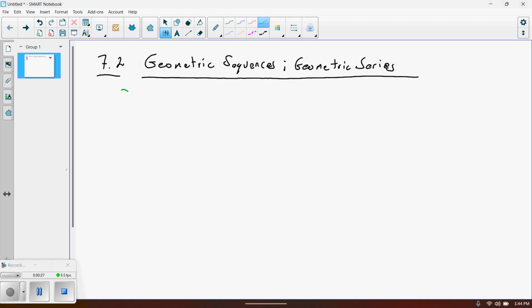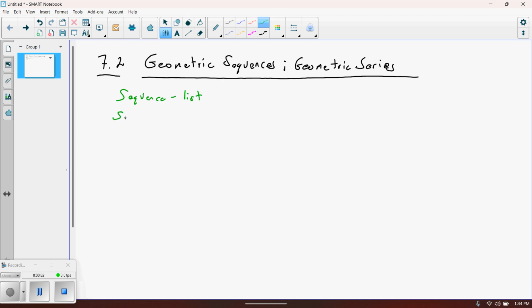So a sequence is a list. Now, it is a list written in some kind of definitive order, usually some mathematical way of thinking about it, so that it's got some kind of pattern associated with it. But it's going to be a list written in some order.